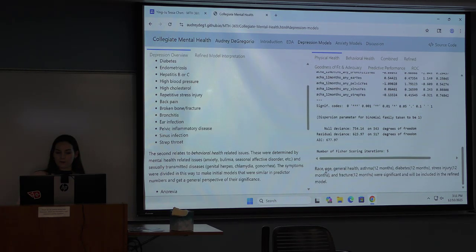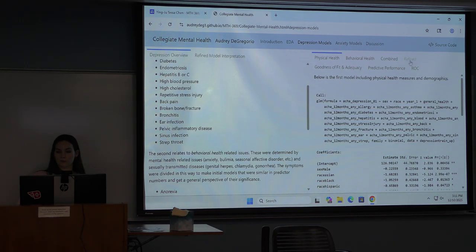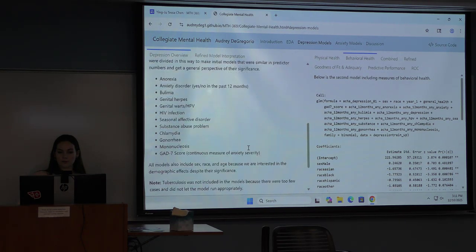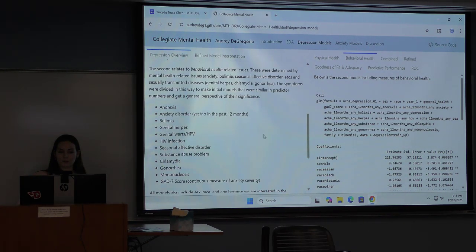And we ended up finding that race, age, general health, asthma, diabetes, stress injuries, and fractures were significant, so I would later include those in the refined model. And then next, I looked at behavioral health. For behavioral health, I thought more about other mental health issues, like anorexia and anxiety disorder, yes or no, also including the GAD score because it's continuous. This is a different look at it.